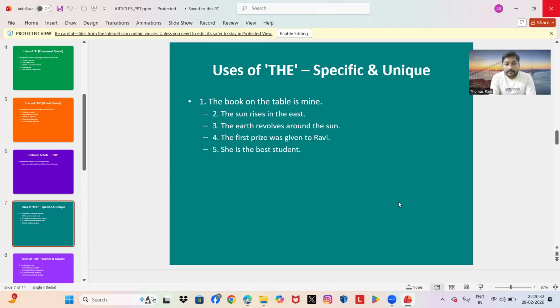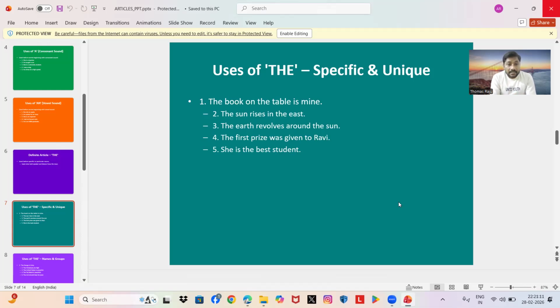Next, the earth revolves around the sun. Here, earth also, one and only earth is there in this universe. That's why before the earth, as it is a universal thing or unique thing, we use the article the. The earth revolves around the sun. The first prize was given to Ravi. Here, the article the is used before ordinal numbers: first, second, third, fourth, fifth. So before ordinal numbers also we use the definite article the.